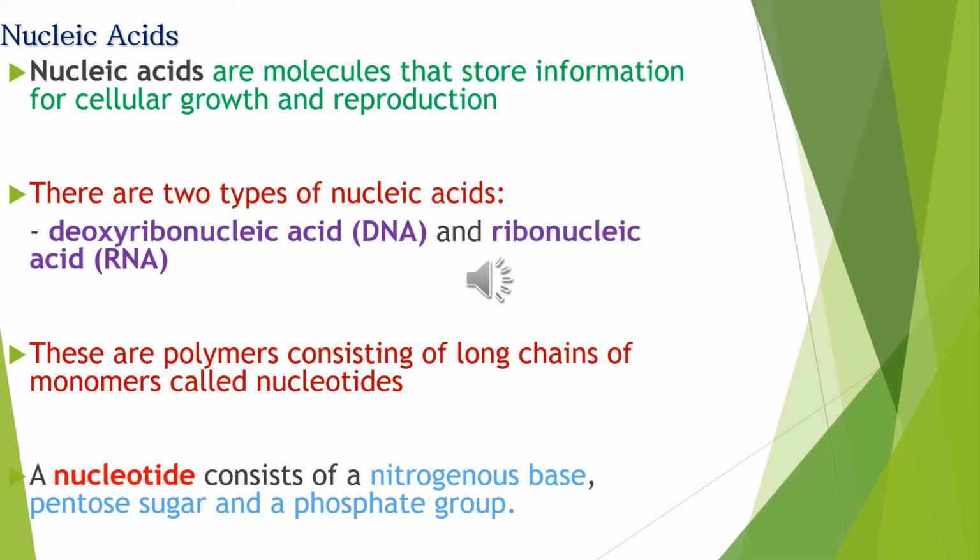These are polymers consisting of long chains of monomers called nucleotides. A nucleotide consists of a nitrogenous base, pentose sugar, and phosphate group. إذا nucleic acid هو عبارة عن long polymer of long chain of nucleotide. The nucleotide consists of nitrogenous base, pentose sugar, and phosphate group.